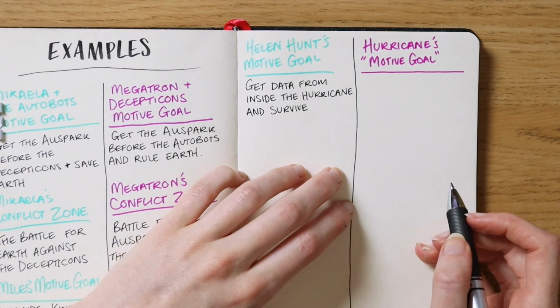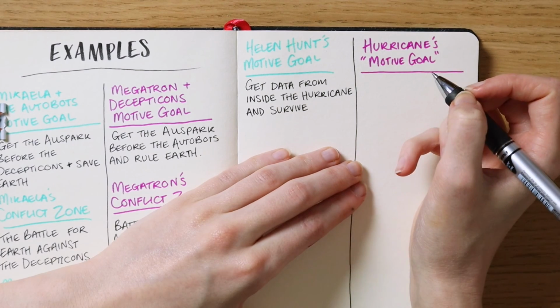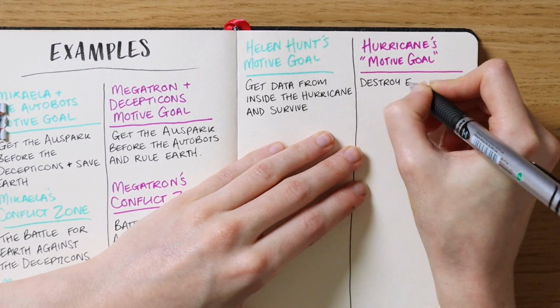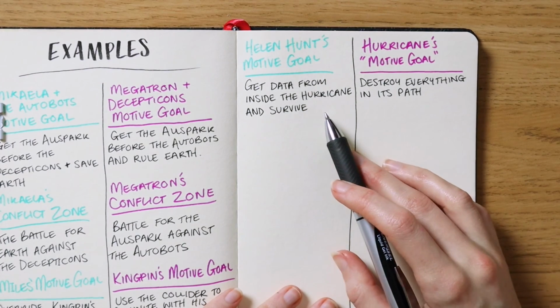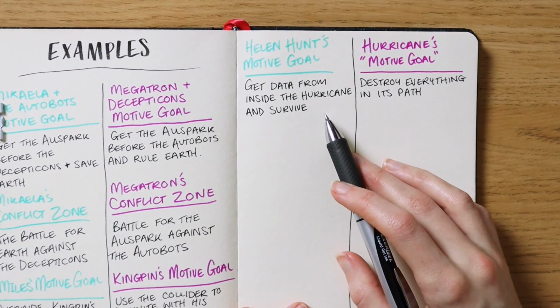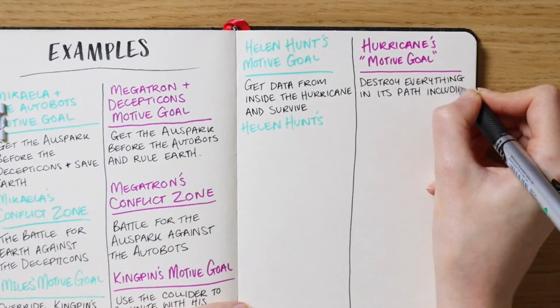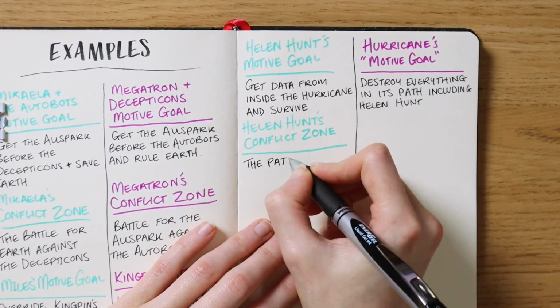But yeah, so the hurricane's motive goal, or hurricane's imperative, is destroy everything in its path. And that's going to include Helen Hunt and her hurricane data machine. And so Helen Hunt's conflict zone is going to be the path of the hurricane.